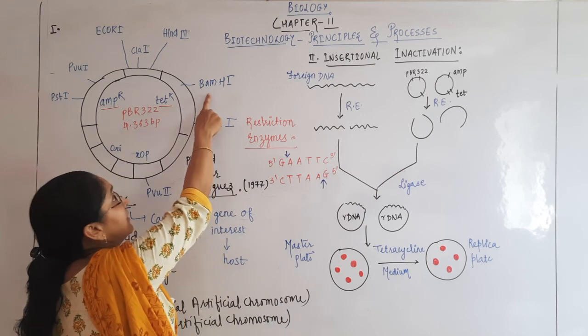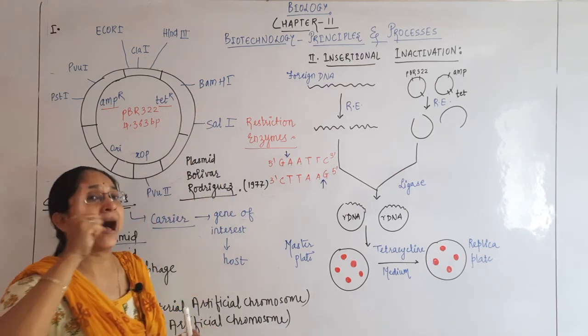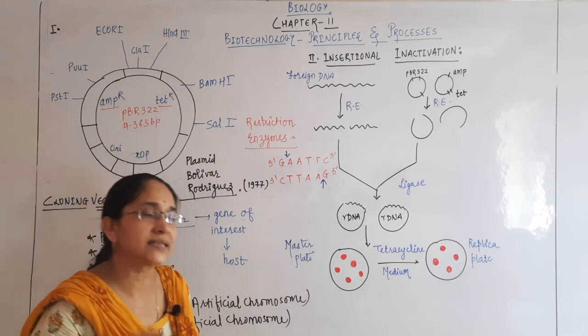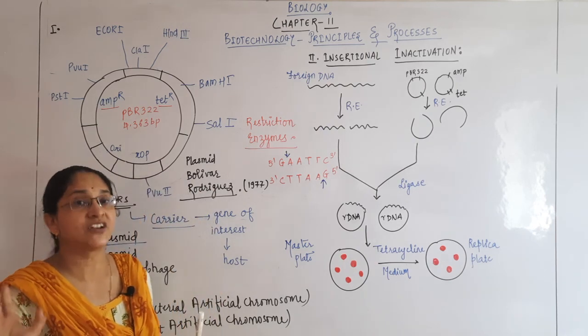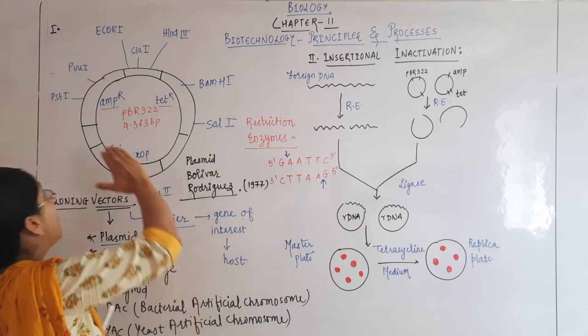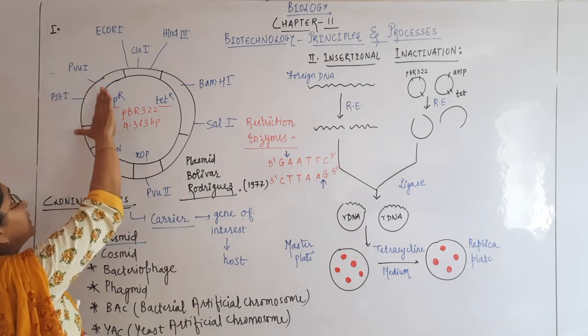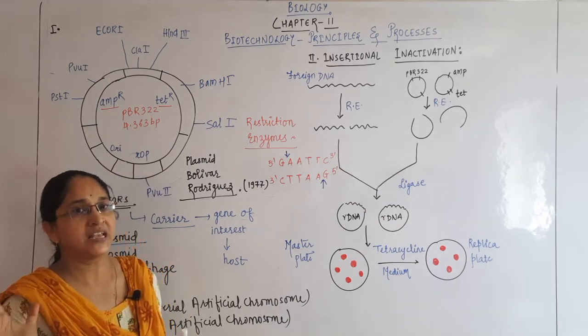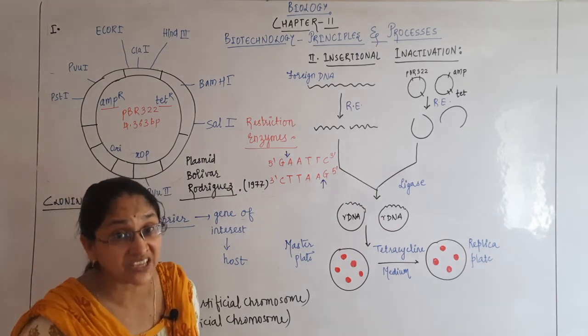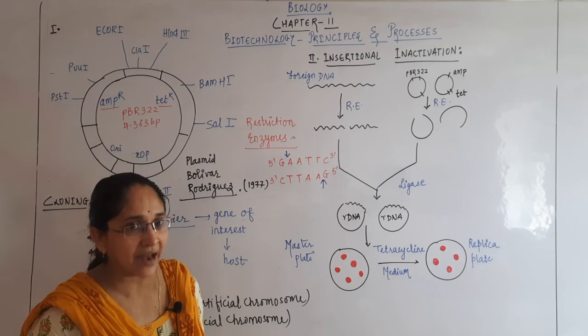So if the cleavage is carried out with the help of BamH1, we will be able to insert the DNA fragment of our interest into the cleaved region. Basically, what we see over here as PstI, PvuI, EcoR1, all these are various restriction enzymes which have a specific restriction site where they carry out the cleavage.